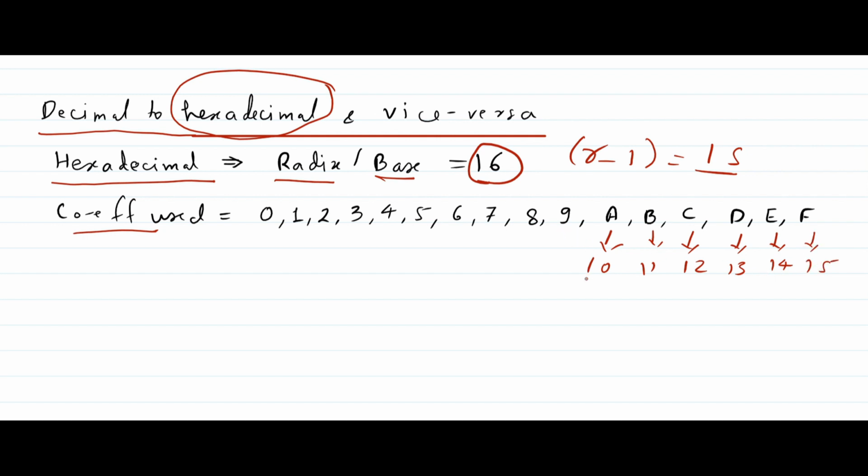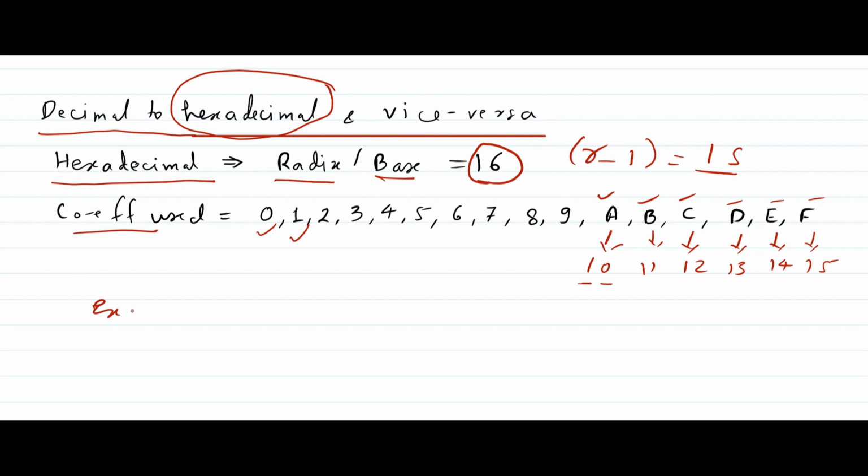So why am I not using 10 only? Why am I using a? The thing is, if I use 10, then I am using 1 and 0, and 1 is already used, 0 is already used. So we have to use some new coefficients. So we are using a, b, c, d, e, f for 10, 11, 12, 13, 14 and 15. So this is how we can write a hexadecimal number.